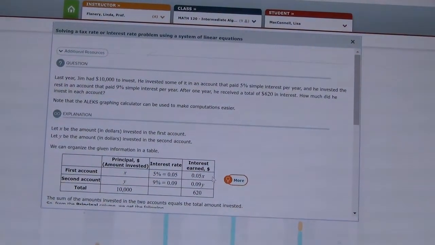It says last year Jim had $10,000 to invest. He invested some of it in an account that paid 5% simple interest per year, and he invested the rest in an account that paid 9% simple interest per year. After 1 year, he received a total of $620 in interest. How much did he invest in each account? So we have 2 accounts again. I'm going to use F for my first account and S for my second account.